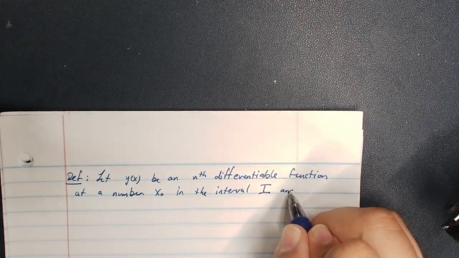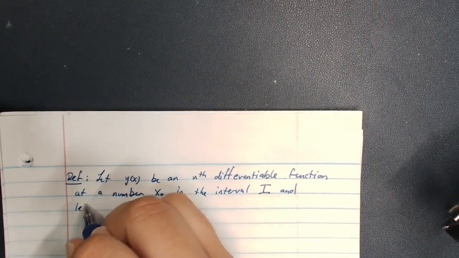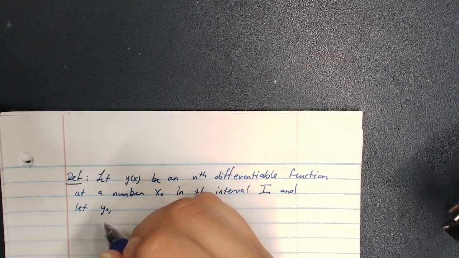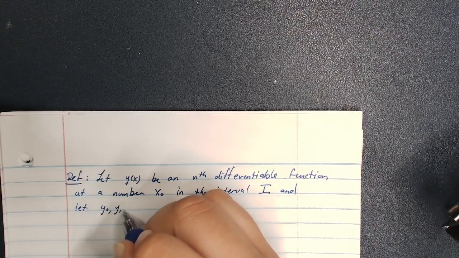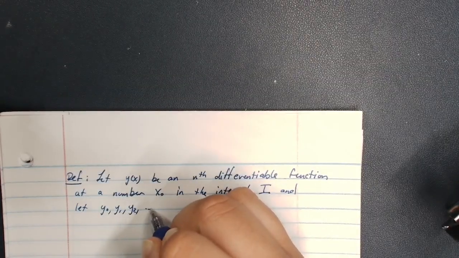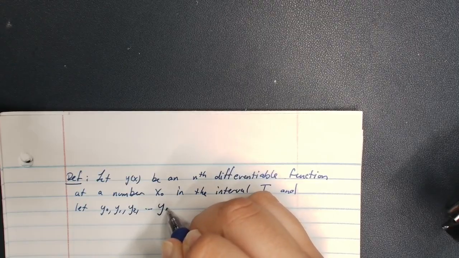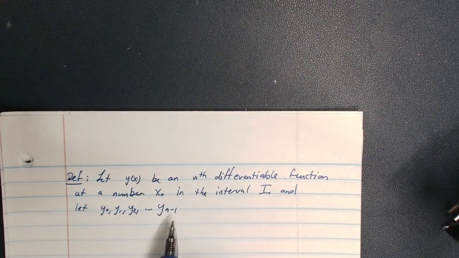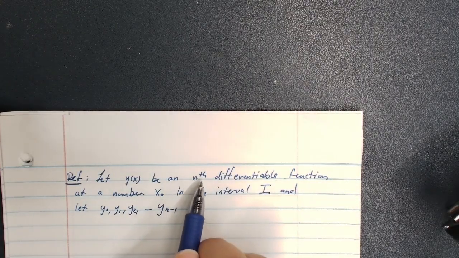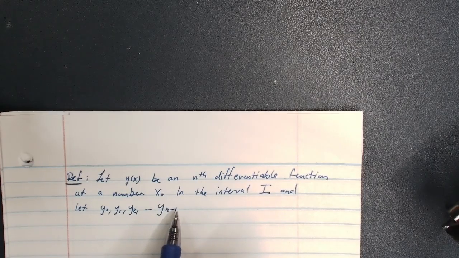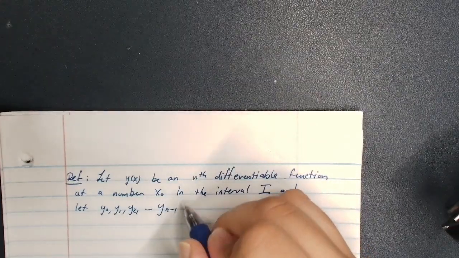And let the values y0, y1, y2, all the way up to yn minus 1. So you're going to have as many of them here. N is the order of the differential equation. So here you're going to have this go up to n minus 1. Let's have those be constant values.